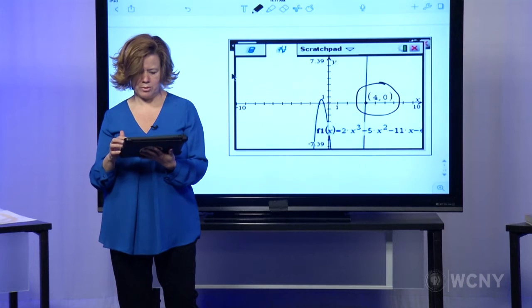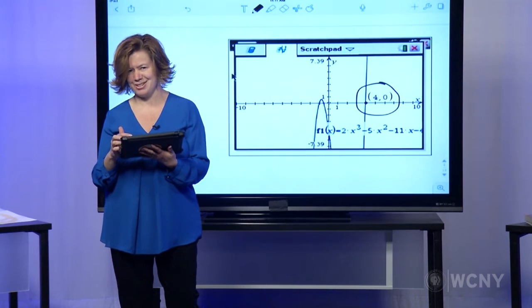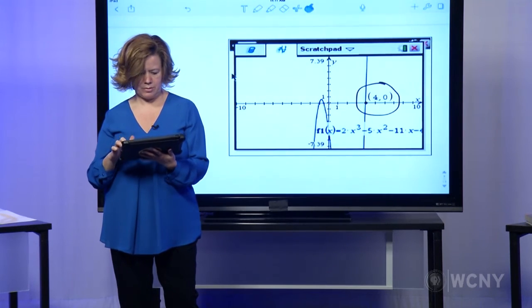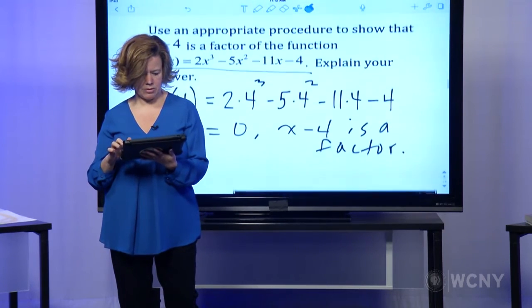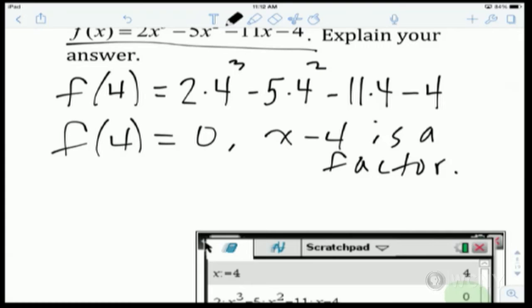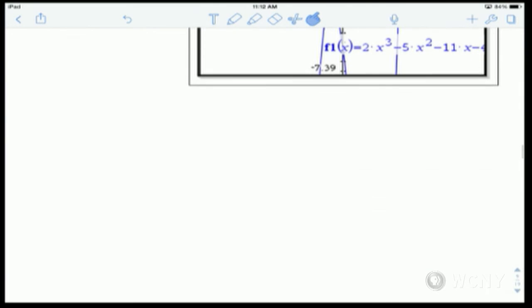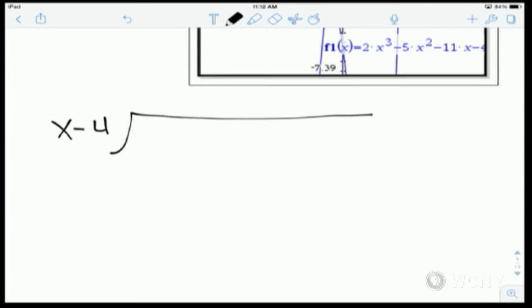The final way you could approach this is with long division. I don't suggest it, but if you are struggling to come up with an answer, you can certainly do that. So let's take our x minus 4 and divide it into our 2x cubed minus 5x squared minus 11x minus 4. And hopefully you remember from elementary school, long division then is just like long division is with polynomials.